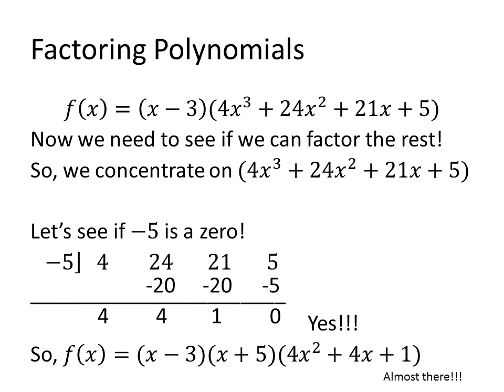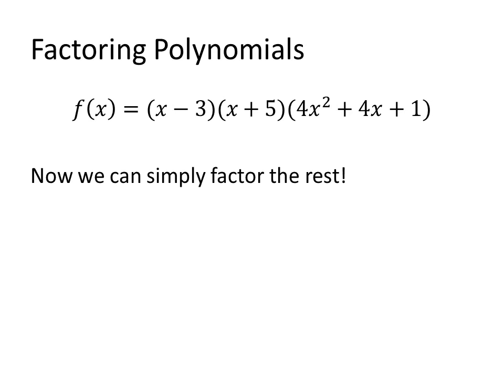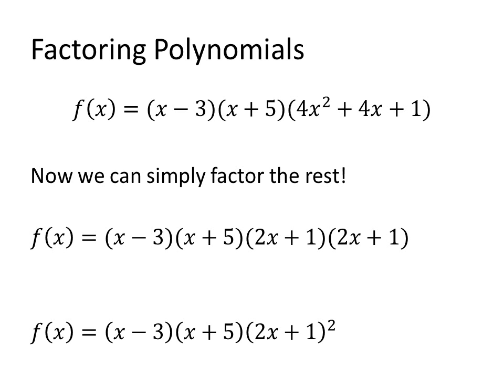So we're almost there. In this case, we're down to a quadratic term that we can then use either factoring or the quadratic formula to find the remainder. In this case, we can simply factor 4x squared plus 4x plus 1 into 2x plus 1 times 2x plus 1. Notice that 2x plus 1 is a repeated factor. That is, it has multiplicity 2. So therefore, we can write it as f of x is equal to x minus 3 times x plus 5 times 2x plus 1 squared.